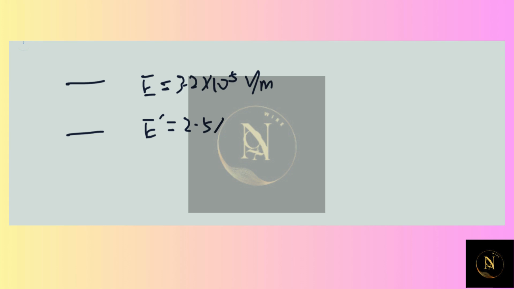So in this problem, we have a capacitor, and the charge on the capacitor is fixed. We insert some material later, and we found that the electric field before we insert the material is 3.2 times 10 to the fifth volts per meter. Let me double check. Yeah, fifth. And after we insert this dielectric, E prime becomes 2.5 times 10 to the fifth volts per meter.